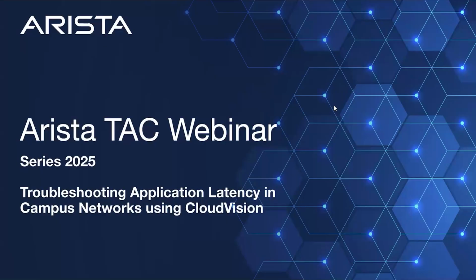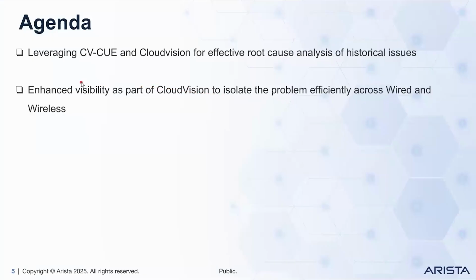In this webinar, we will be exploring how CVQ and CloudVision can be used as powerful tools to troubleshoot wireless application latency issues. Today, our focus will be on leveraging CVQ and CloudVision for effective root cause analysis of historical issues and gaining enhanced visibility through the CloudVision platform to efficiently isolate issues across both the wired and the wireless infrastructure. Now, to make this practical, we will be walking through a real-world scenario that illustrates how these tools bring correlation and clarity in complex environments.